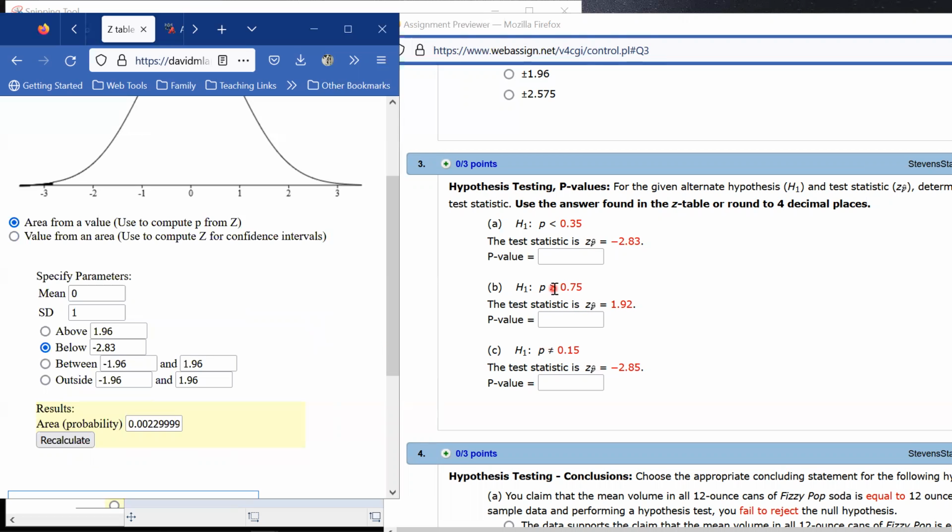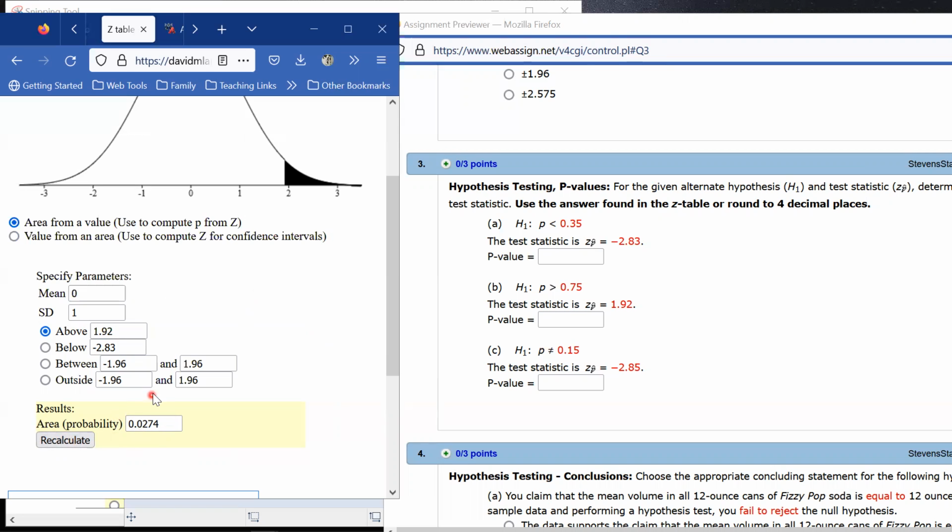Okay, next one, the right-tailed test. So we want above, and we're going to type in, oh, no, sorry, I'm not going to type in 1.75. I'm going to type in 1.92. That's the z-score. So calculate.